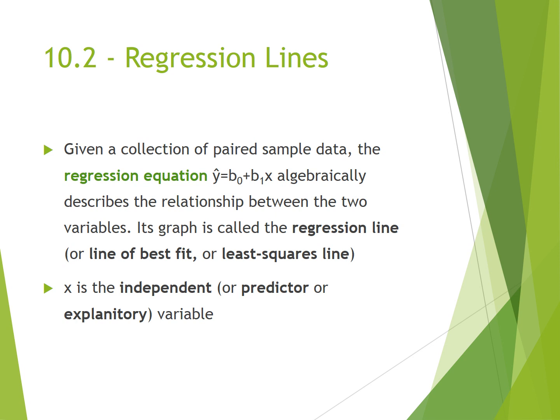X is always going to be called the independent variable, also known as the predictor variable or the explanatory variable, and y is known as the dependent variable, also known as the response variable. So x is independent, also known as predictor, also known as explanatory. Y is the dependent variable or the response variable.